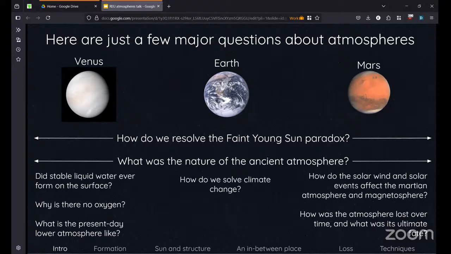But again, that comes down to modeling because it's very hard to get the geological evidence that we need or the atmospheric evidence. And of course, on Earth, we have this issue of climate change and whether that's going to be a major problem or a minor problem or how we're going to deal with that.